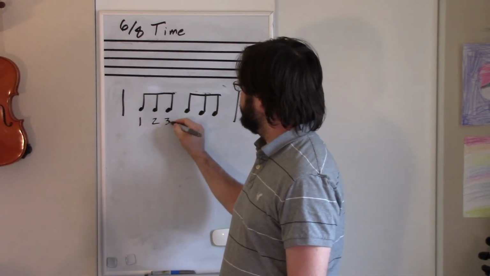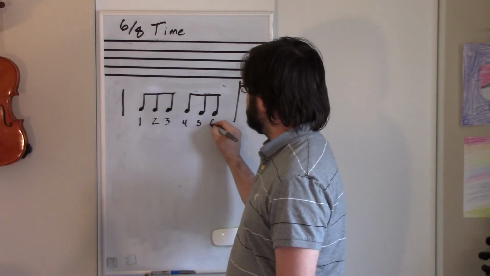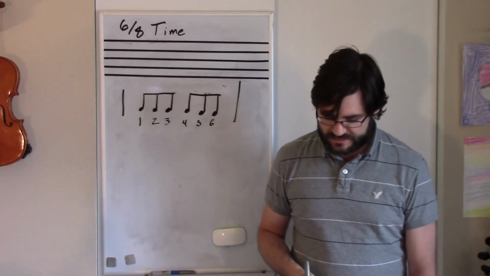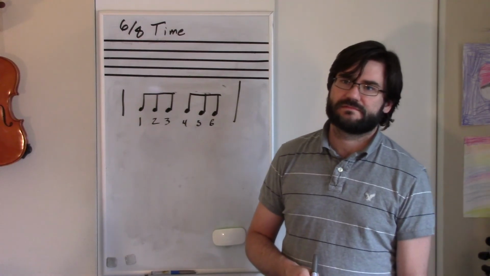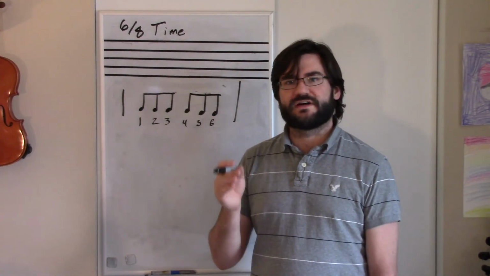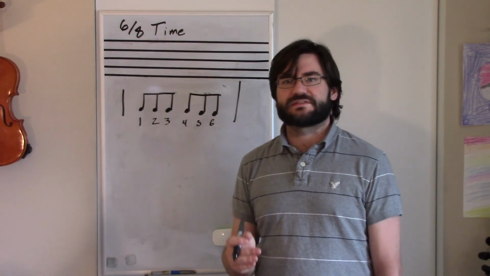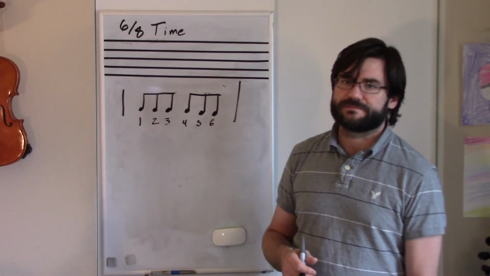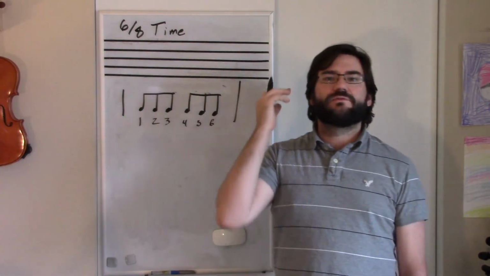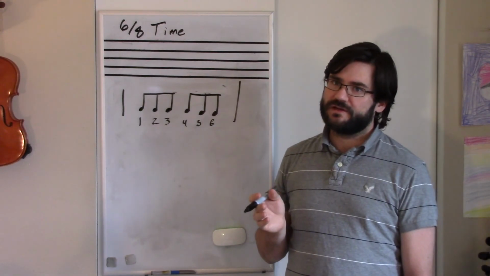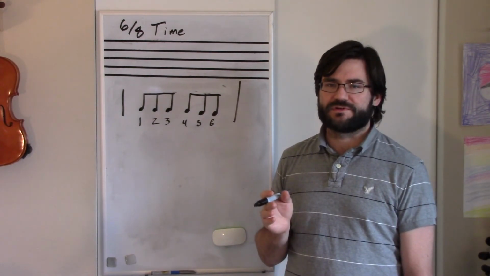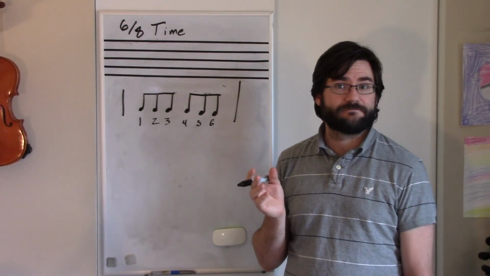So we have a couple ways of counting it. In a slower 6/8 time: 1, 2, 3, 4, 5, 6. Easy enough. Now, if you were to speed this up, it'd be quite a bit more difficult to say 1, 2, 3, 4, 5, 6. You're going to get tongue-tied.